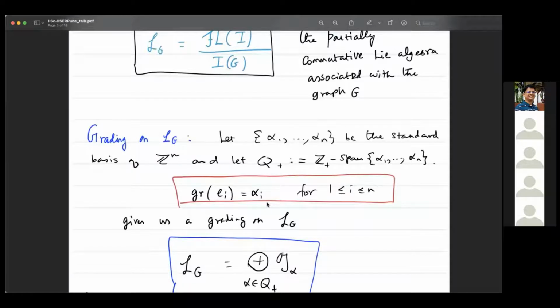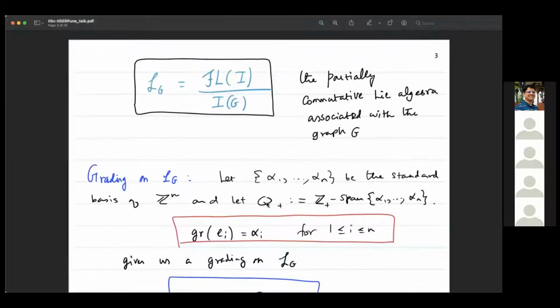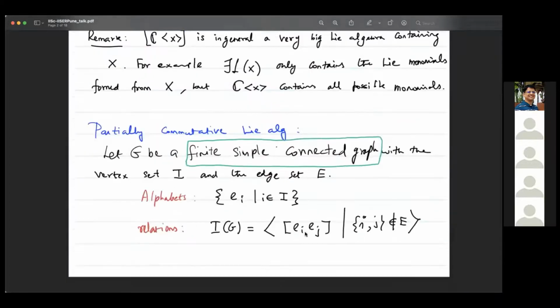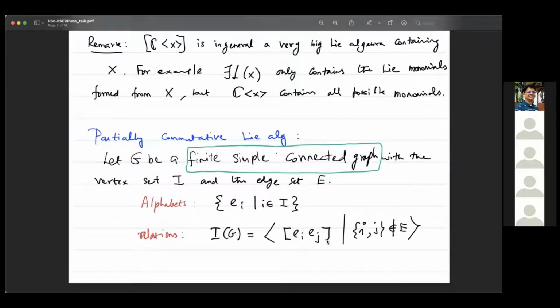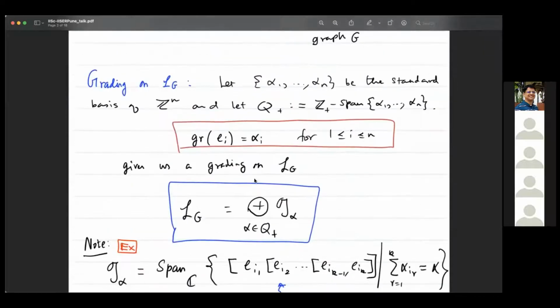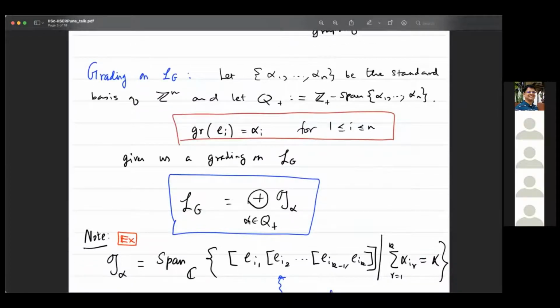That's it. Okay. So then the ideal that you go modulo, that is bracket e_i, e_j equal to 0, it's easy to see it's a graded ideal. Okay, there is no issue. So because of that, you get a natural grading on this Lie algebra. That gives you the graded decomposition, which I am denoting by L_G equal to direct sum of G_alpha, alpha in Q_+.